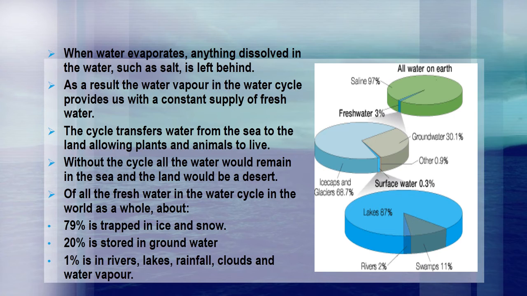Of all the fresh water in the water cycle that is available in the whole world, about 79% of the water is trapped in ice and snow, 20% is stored in groundwater, and only 1% is in rivers, lakes, rainfall, clouds and water vapor.